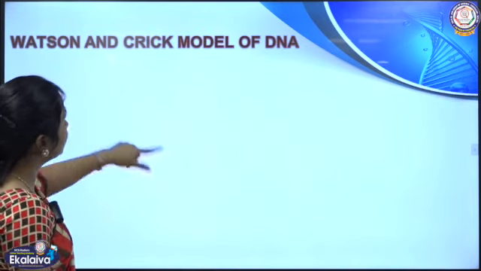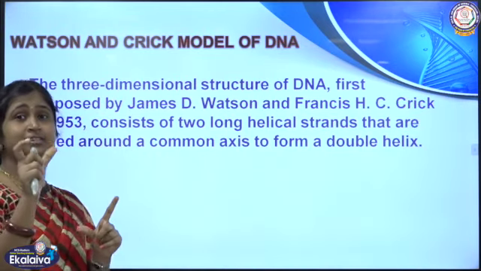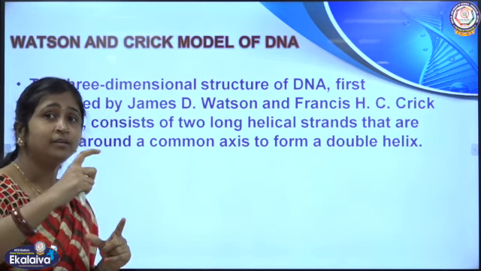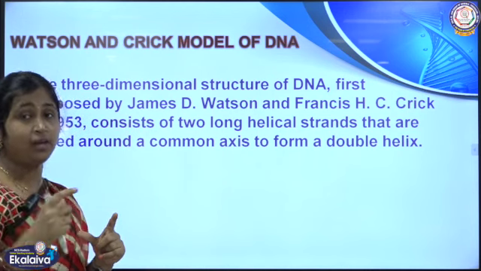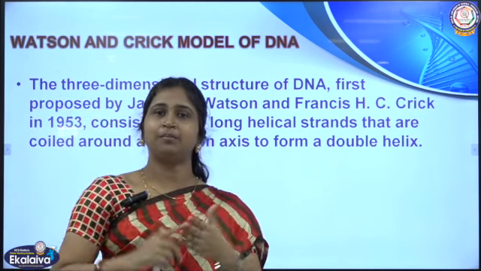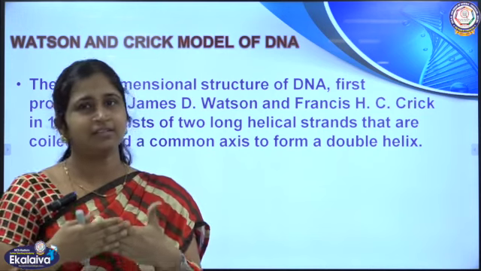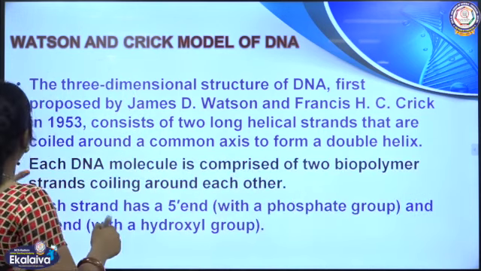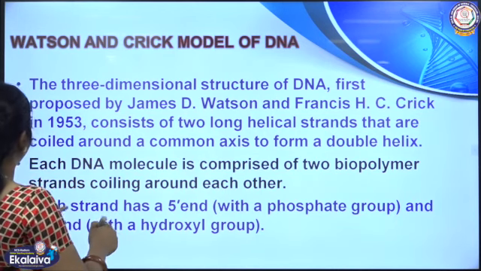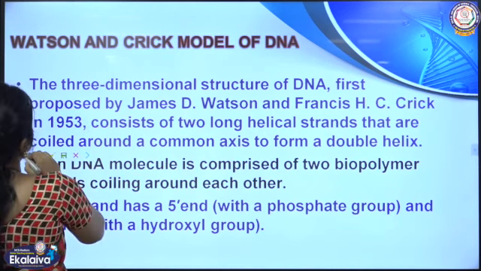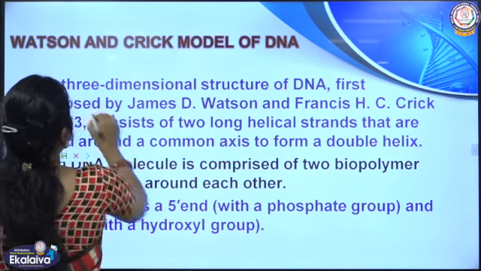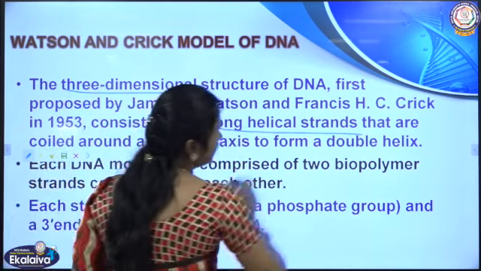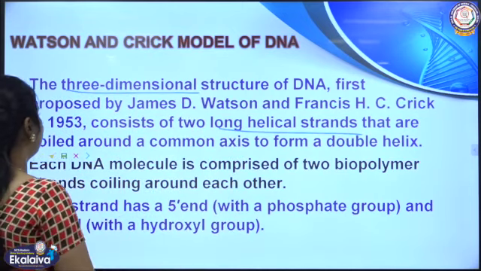So let us go fast about this, because we already discussed the measurement. It's a 20 angstrom width, and in one turn we have 10 base pairs. When I say base pair, it is nothing but the pairing of AT and CG. Let me show the points and I will highlight the points, make a note. It is a 3-dimensional structure, and it is a helical strand proposed by Watson and Crick, okay.